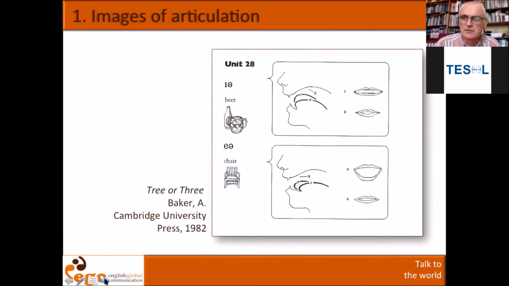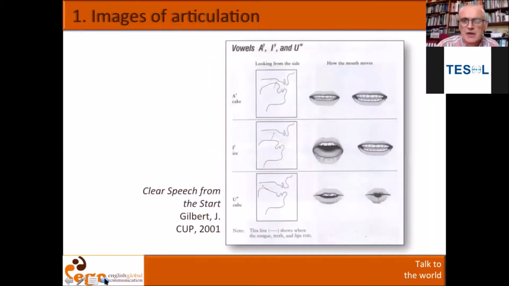In this case, there's a big focus on the massive difference in lip shape for "air", where when I say "chair", my lips barely change shape in the part which is the vowel. The same happens there with Judy Gilbert, and again, she's combined line diagrams with photographs of lips, photoshopped photographs, but essentially photographs of lips.